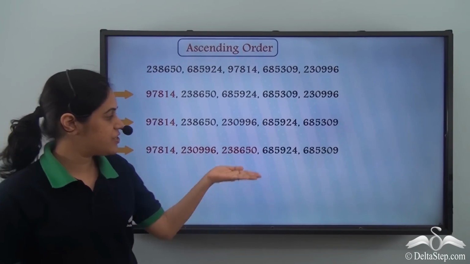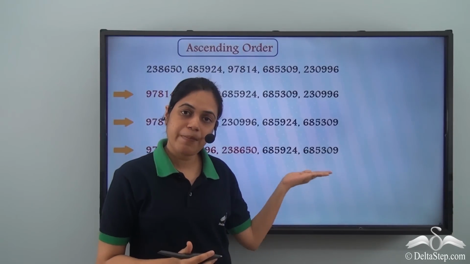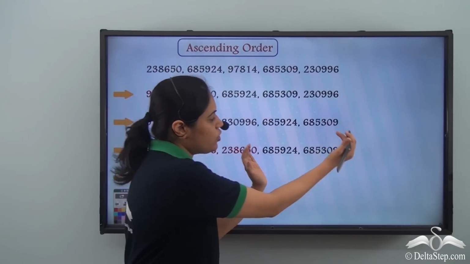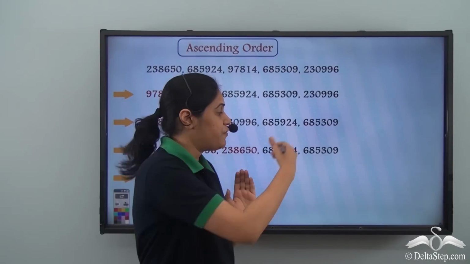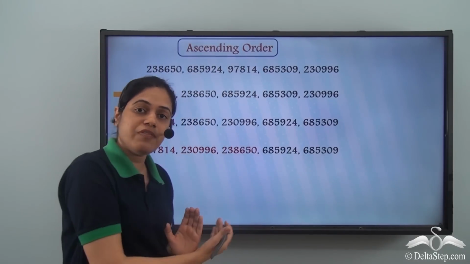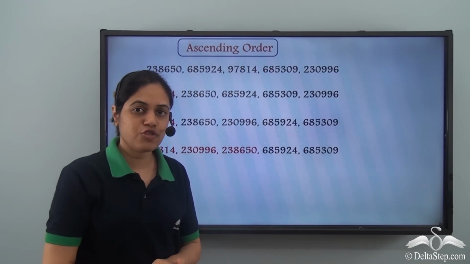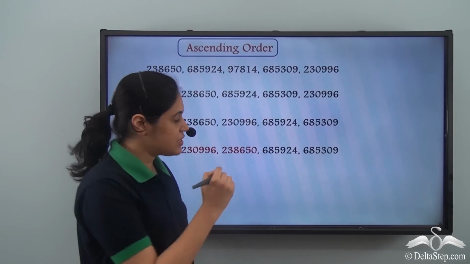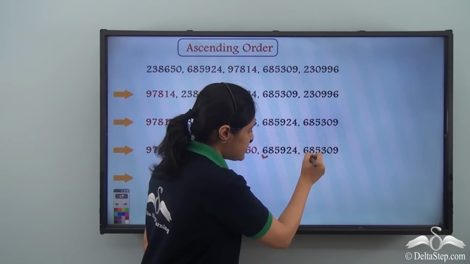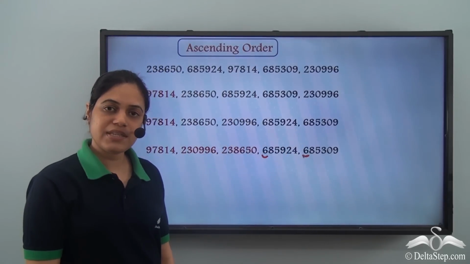Now what is left? I have not yet compared these 2 numbers. I know that these 2 will be the last 2 numbers. But then which one will be the last? Which one will be the second last? I need to check that. So again the 2 numbers have 6 digits. The first digit is 6 in both the cases.